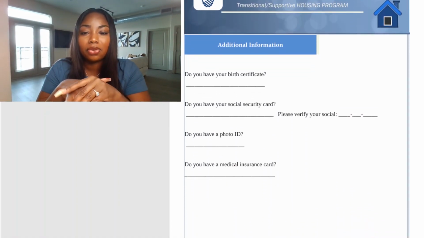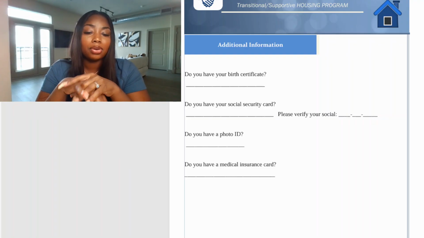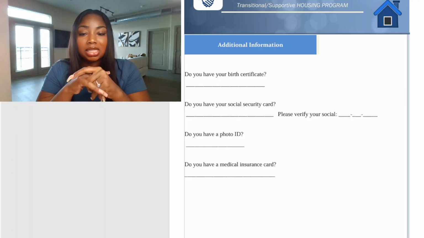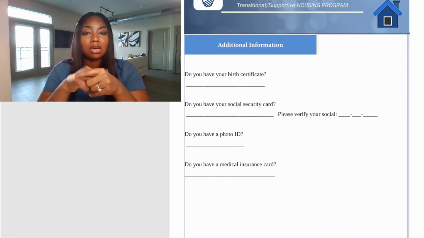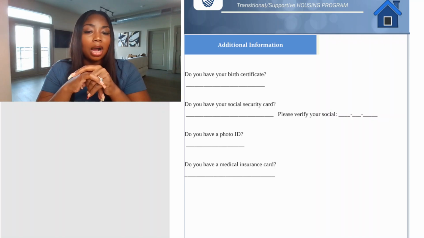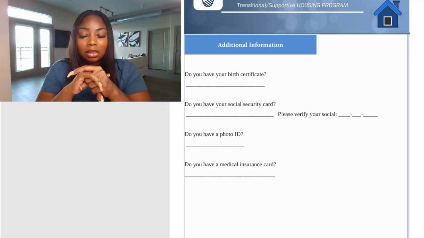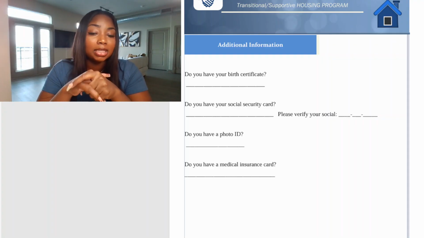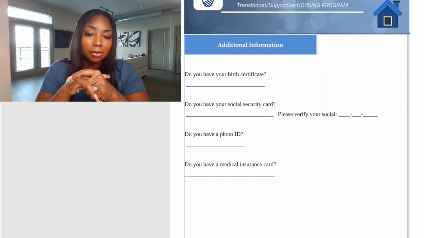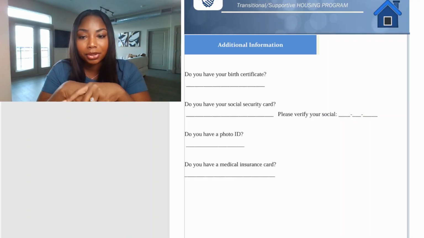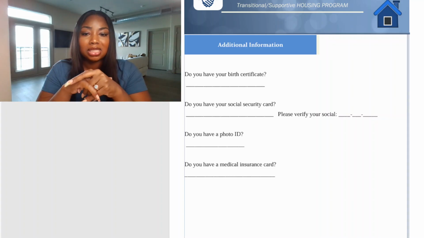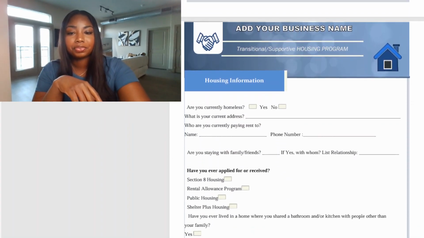Second form, additional information. Depending on what type of program you're going to actually run, it's important to know if these individuals have a birth certificate, a social security card, a photo ID, or a medical insurance card. Example, if you are operating any type of sober living, it's very important to know if they have all these important documentations if you're going to help them with supportive services such as finding employment or expungement services or things of that nature. If you're just simply renting out a basic room, you may not need to see their birth certificate, more so a photocopy, a copy of their ID or their social security card.